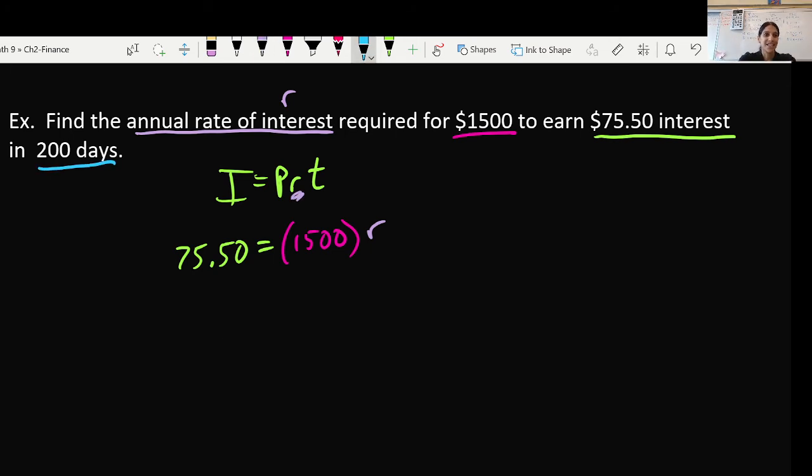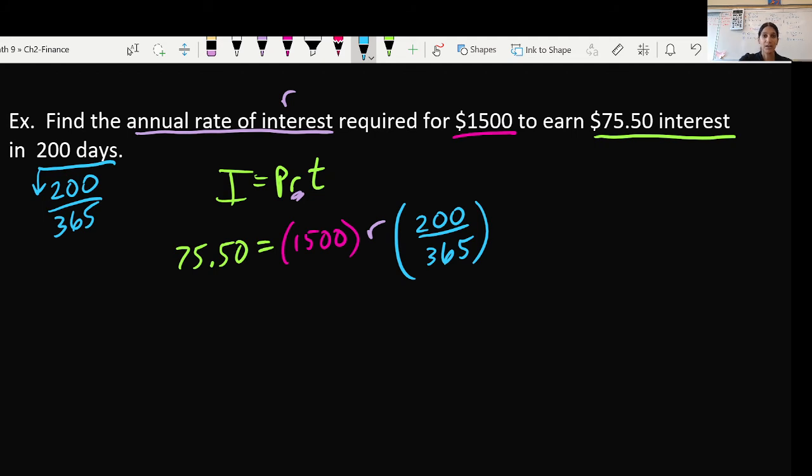In 200 days. Okay, so we have a calculation to do here. We're used to dealing with years. We know that there are 365 days in a year. So I'm going to do 200 divided by 365 days in a year. So in my formula, I'm going to write it this way: 200 over 365 days in a year. Just like that.